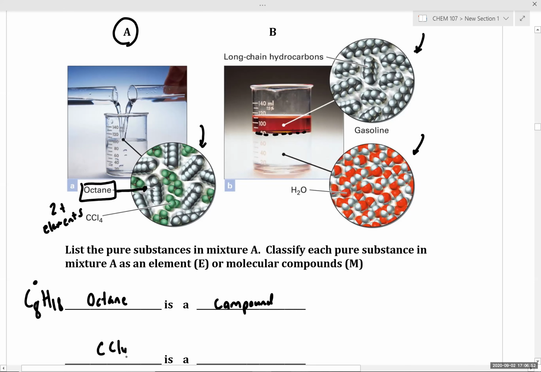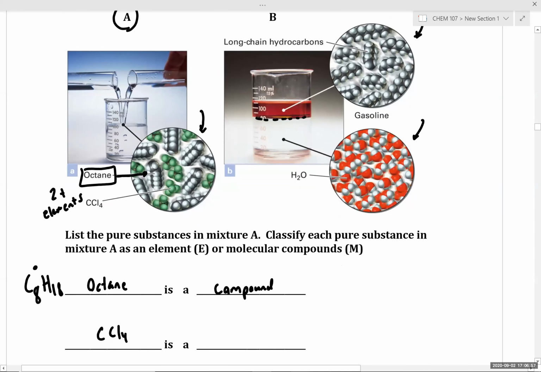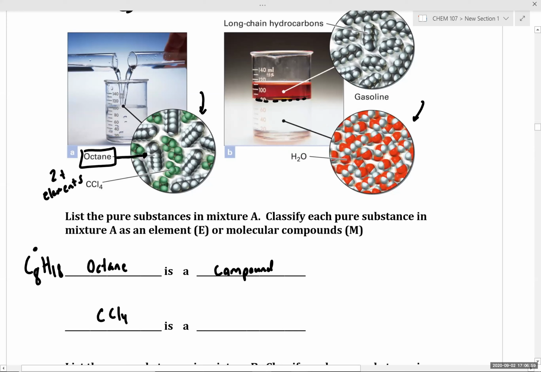Looking at carbon tetrachloride, CCl4, now we have the formula, so it's a little easier to parse. Is carbon tetrachloride an element or a compound? Do we see one element or do we see two or more elements chemically bonded? So carbon tetrachloride would definitely be a compound, as it has two or more different elements chemically bonded.